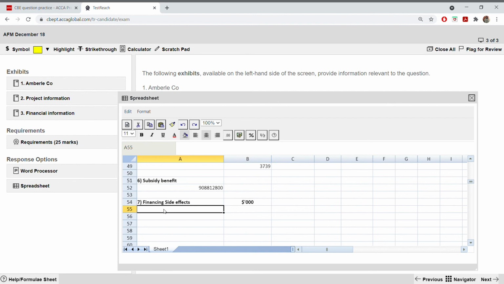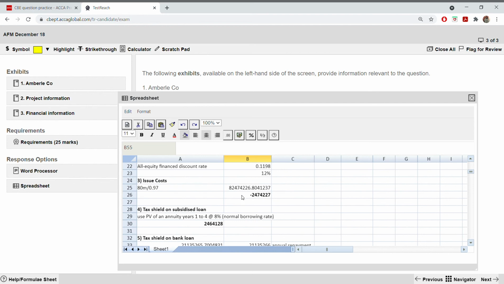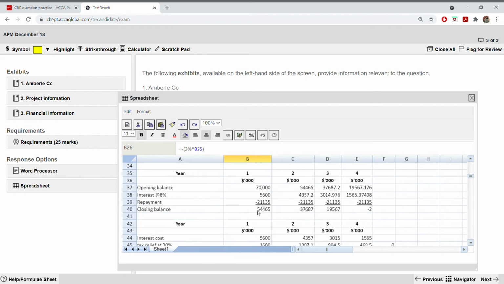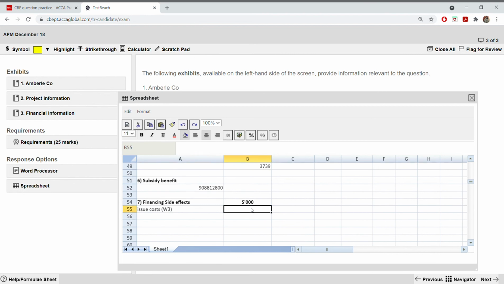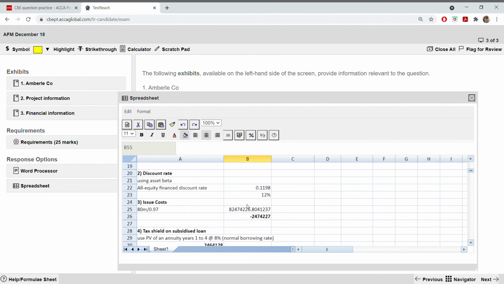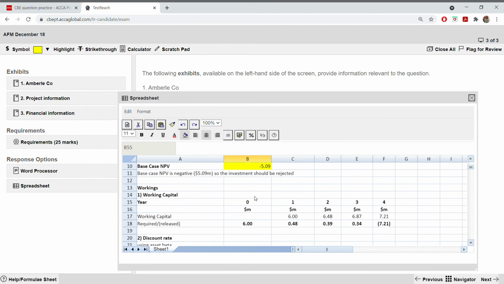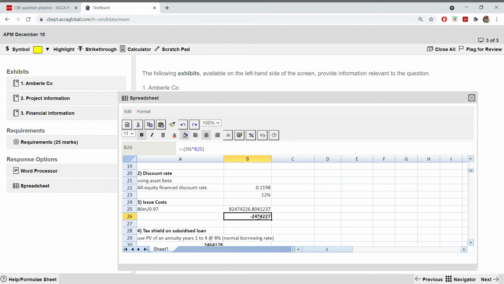Now I can write issue cost. What is the issue cost? Issue cost was in working number 3. How much? Go up and check in your working 3, this one. Copy. Null. Why? The function is there. It's the way of copying the function. Wait a minute. Copy.